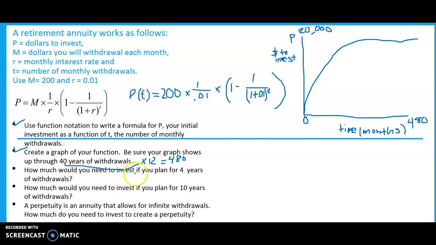How much would you need to invest if you plan for 4 years of withdrawals? Well, we said that the withdrawals are in months, so I have to multiply by 12. And so I'm looking at 48. I'm going to look at the next question while I'm here. And this asks for 10 years, and again, we said this is in months, so I have to look at multiplying by 12, and I have 120. So I want to know how much to invest for 48 withdrawals, and for 120 withdrawals.